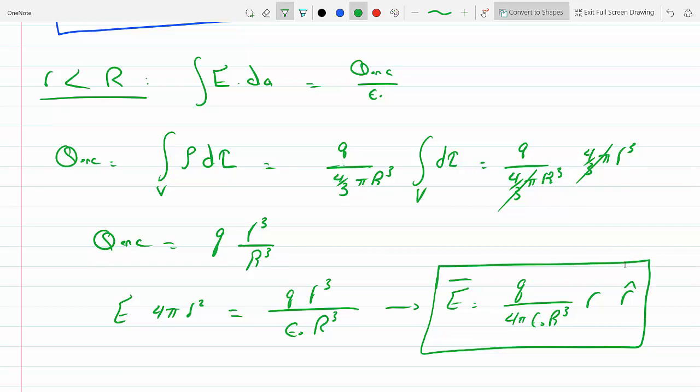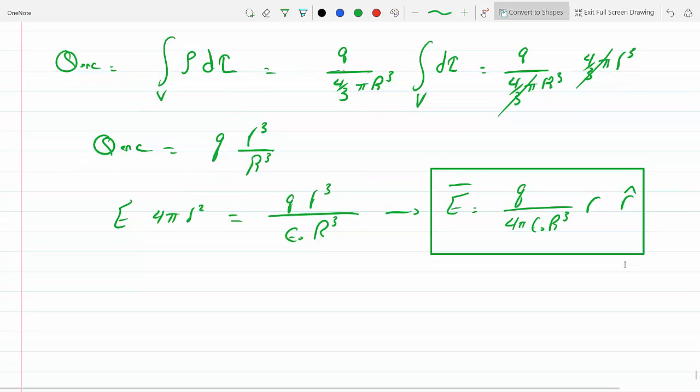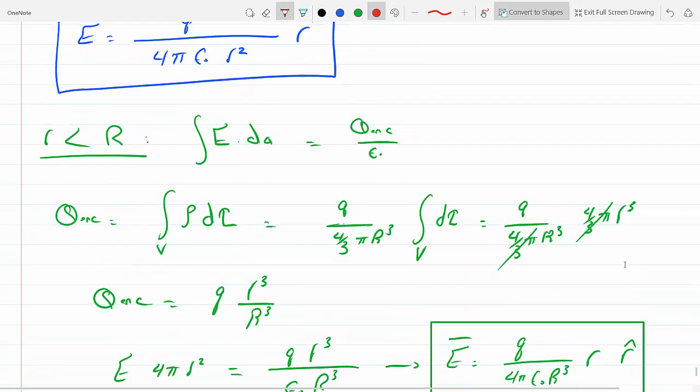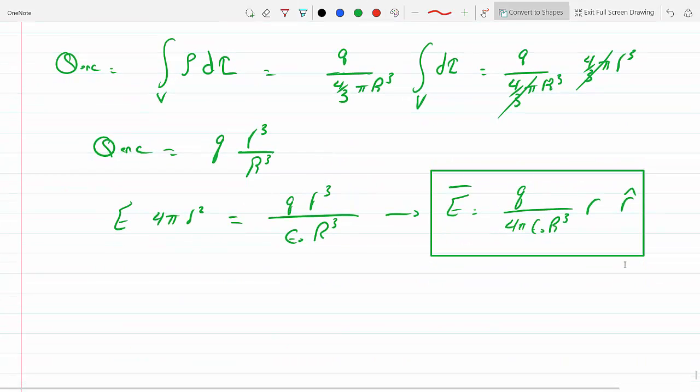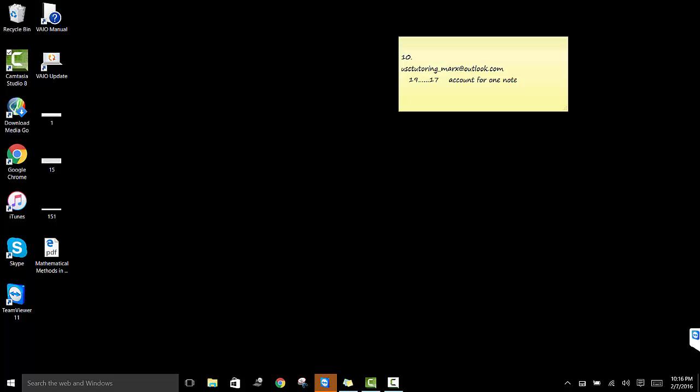Okay, now that I have my electric field, I could find my potential. So now let's go find V. Let's go for r greater than R first. I know that V(r) is equal to the integral of E dr.